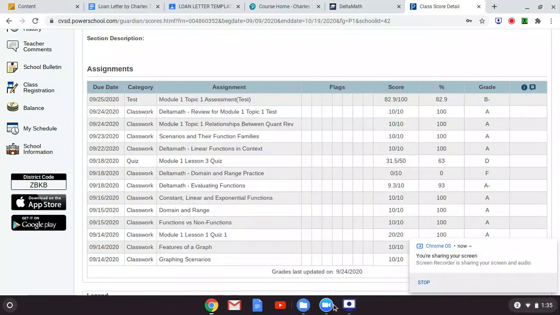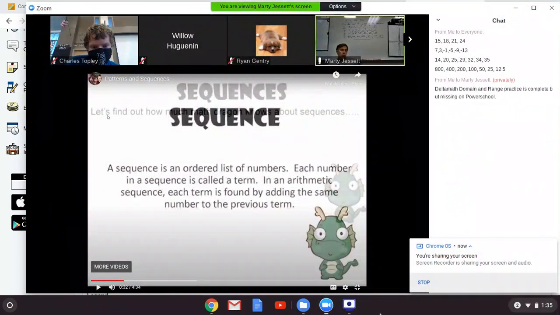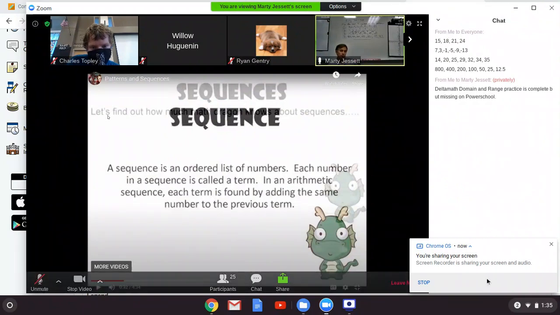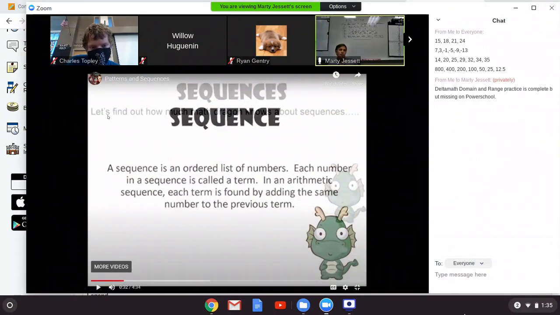Fingertips. All you have to do is go to Blackboard, go to coursework, and then go to the appropriate lesson, which is Module 1, Topic 2, sequences and patterns. Exactly what I have typed in Blackboard so you can follow along. Everything's titled the same. Go ahead and jot down this terminology.